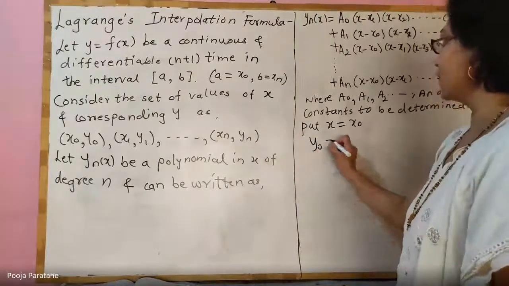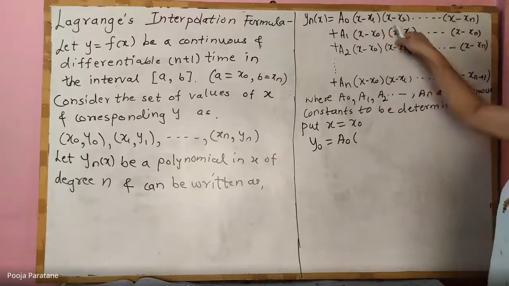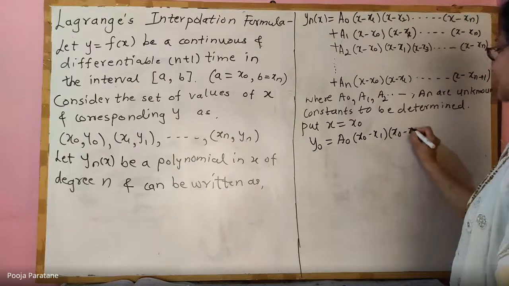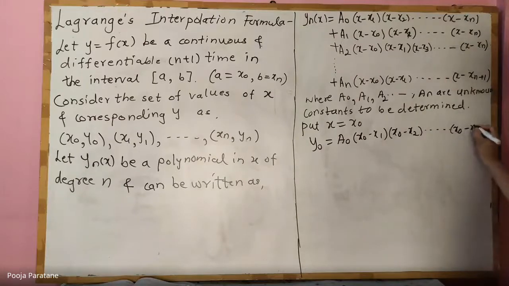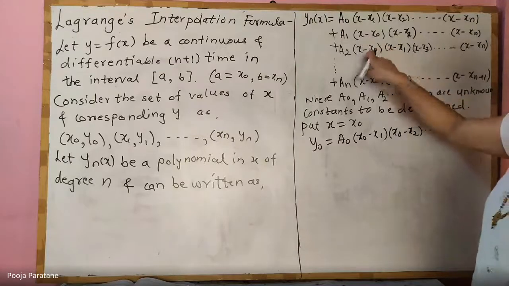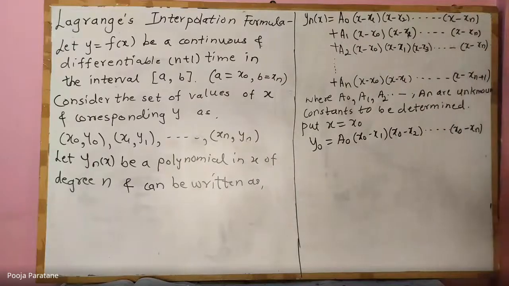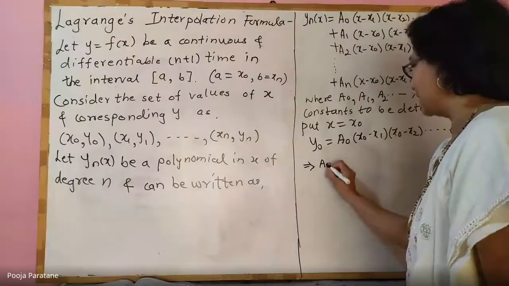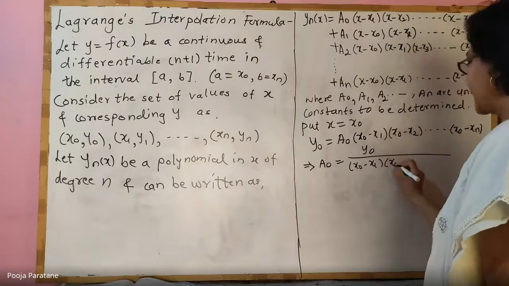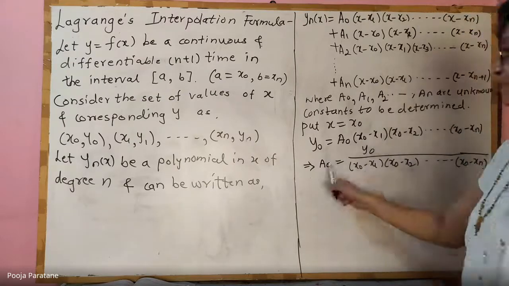So therefore y0 is equal to a0 times, and here, as the first term does not contain x minus x0, no factor is zero. So I will get x0 minus x1, x0 minus x2, up to x0 minus xn. But from the next term onwards, each term contains the factor x minus x0, so you will get all those terms as 0. So only this term remains. So the value of a0 is y0 upon the whole of this expression, (x0 minus x1)(x0 minus x2) up to (x0 minus xn). This is the value of a0.